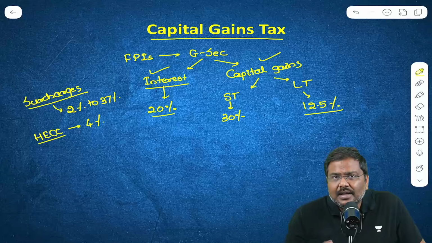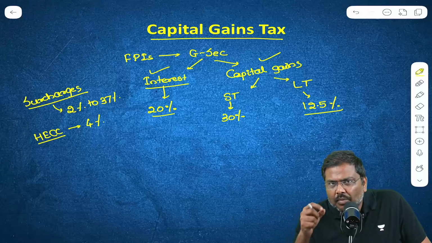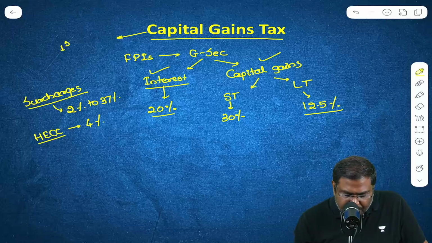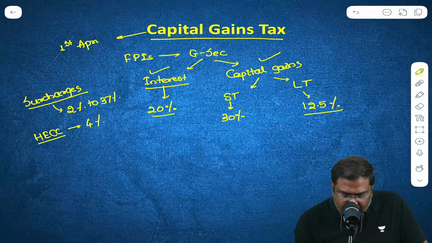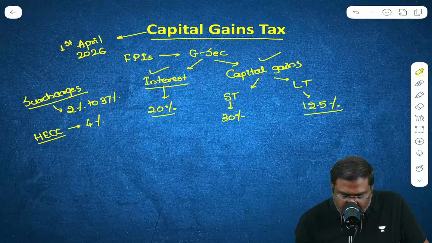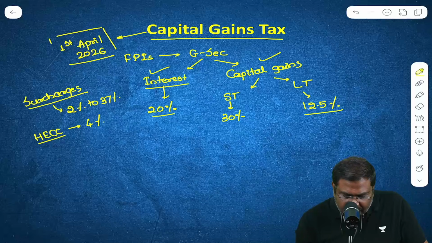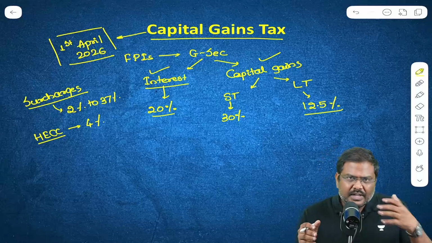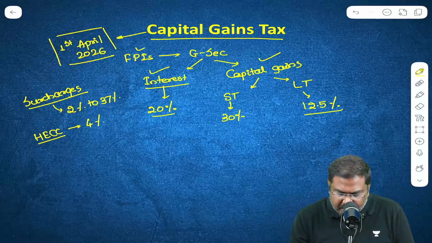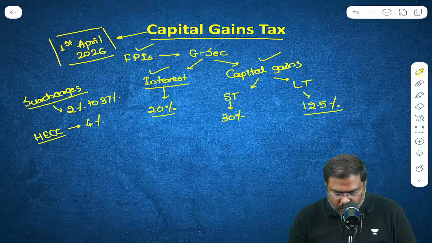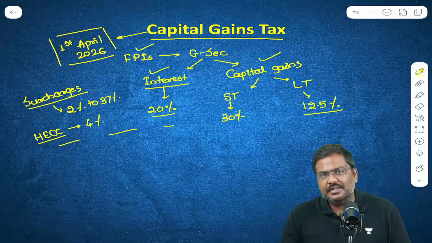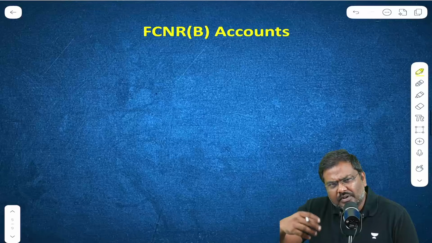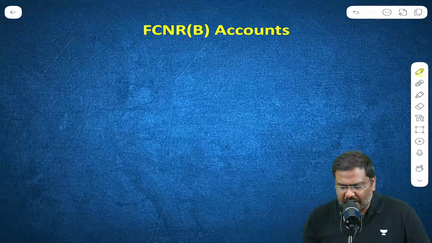Now, what is the change announced by the government of India? The government has announced that all these taxes will be exempted retrospectively from 1st April 2026. Retrospectively from 1st April 2026, these particular taxes will be exempted, which means from 1st April 2026, if FPIs have invested in India, they do not have to pay these particular taxes. Now, what is the impact of all the reforms? Let's evaluate after me covering all the reforms one by one.